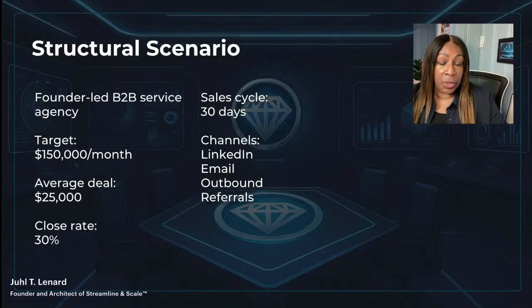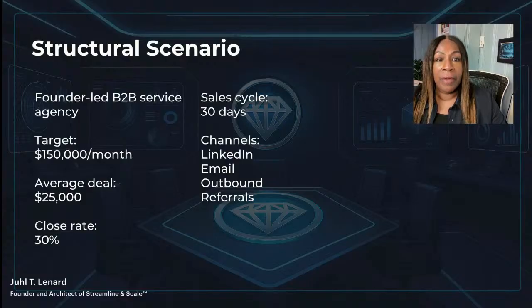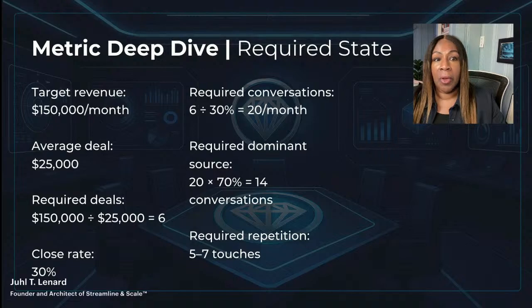So as we do, because this is the proof layer, we have a structural scenario. We have a founder-led B2B revenue or service agency, 150,000 a month target revenue, average deal size 25,000, close rate 30%, sales cycle 30 days, and you are on LinkedIn, you've got email going, you've got outbound and referrals, okay? Now, what's required? What do we need to happen so that we have compounding, right?